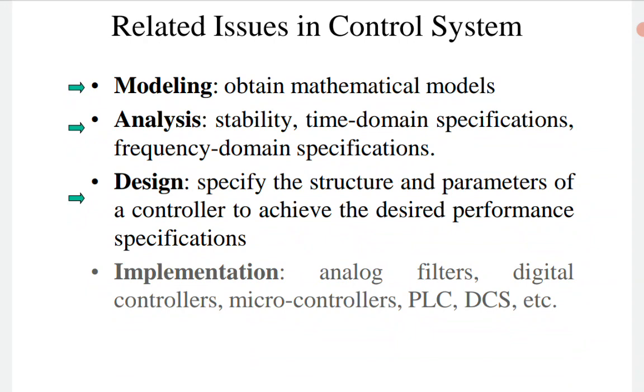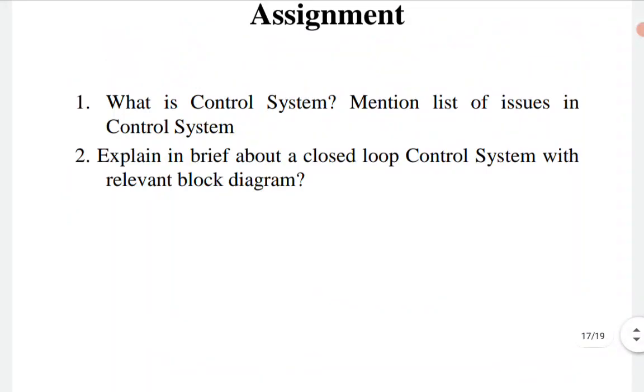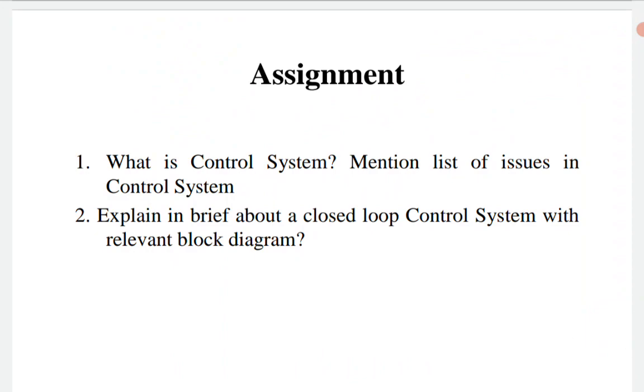Okay. So that's all for today's lecture, and this is the respective assignment. What is a control system? Mention a list of issues in control system. Explain in brief about a closed loop control system with a relevant block diagram. That means you have to generate some example of a closed loop system.